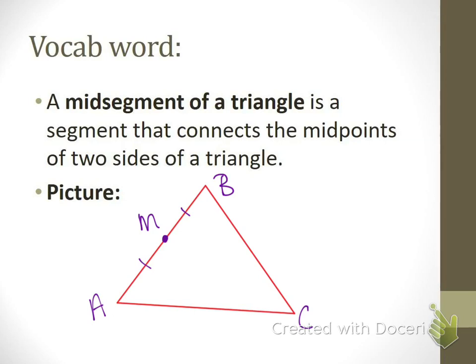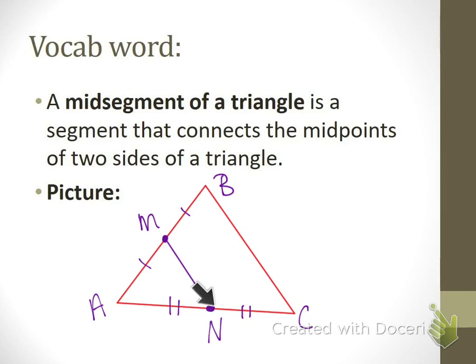And then I can have a midpoint on another side. I'll put one down here. Again, I'll know that that's a midpoint if I know that AN is congruent to NC. So MN ends up being a mid-segment because it connects midpoints of two sides.